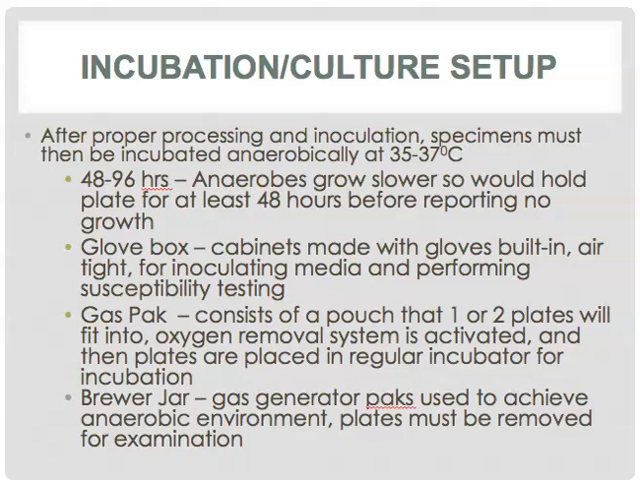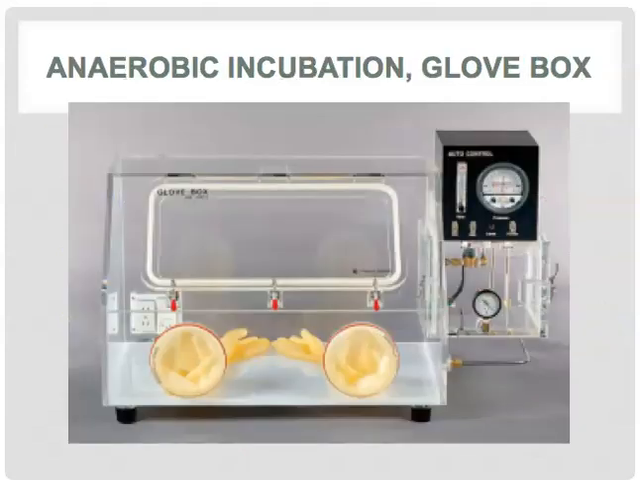You can use a glove box, which, let me skip to a picture of that real quick. The glove box is a cabinet that is made with the gloves built in. It's airtight. You can use the glove box for inoculating your media. So you get your specimen in the lab, it's meant for anaerobic culture, so the glove box provides a way for you to set the plates up in an anaerobic environment. You can also use these to perform susceptibility testing. So these systems are best for anaerobic processes, but they're very expensive and they're not really practical for all labs.